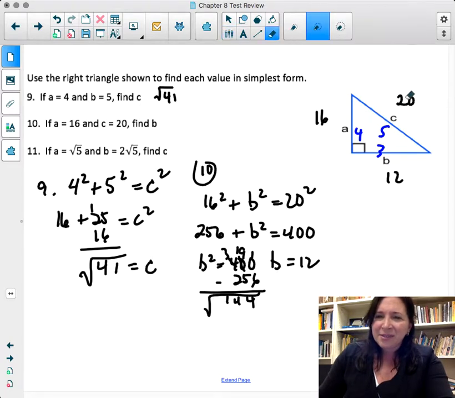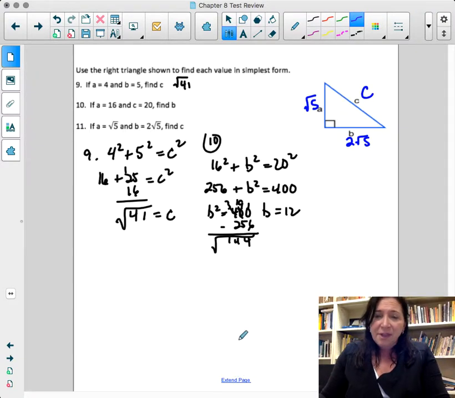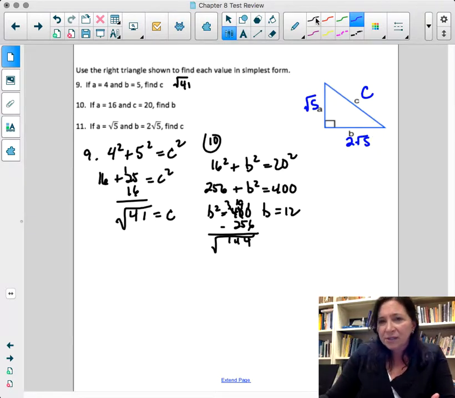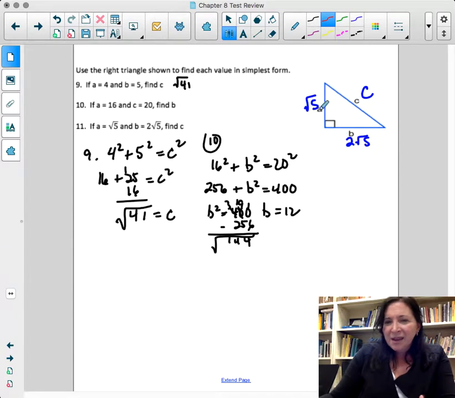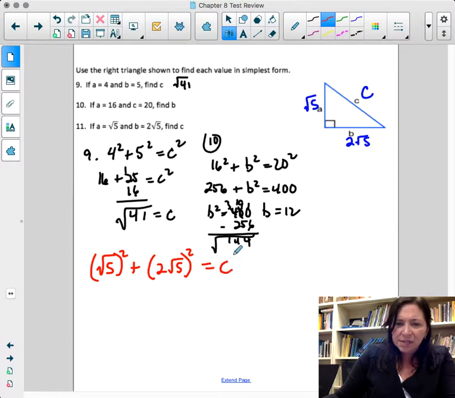Okay, let's erase this again and do the last problem, which says A is the square root of 5 and B is 2 root 5, find C. So that's your C. Now, I love these kinds of problems because it does kind of test your knowledge as to roots. So let's do this. A squared plus B squared. So we're going to go the square root of 5, quantity squared, plus 2 root 5 quantity squared equals C squared.